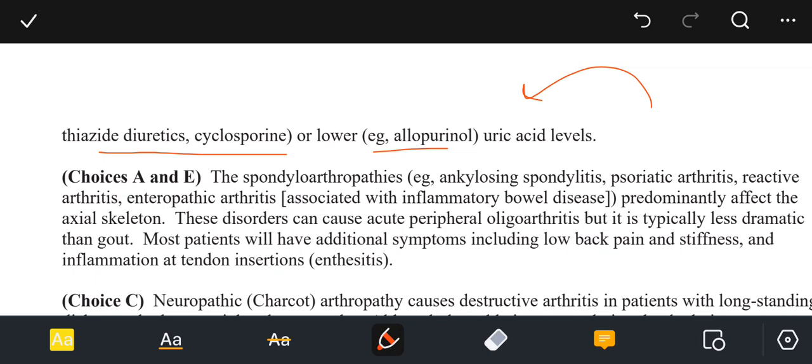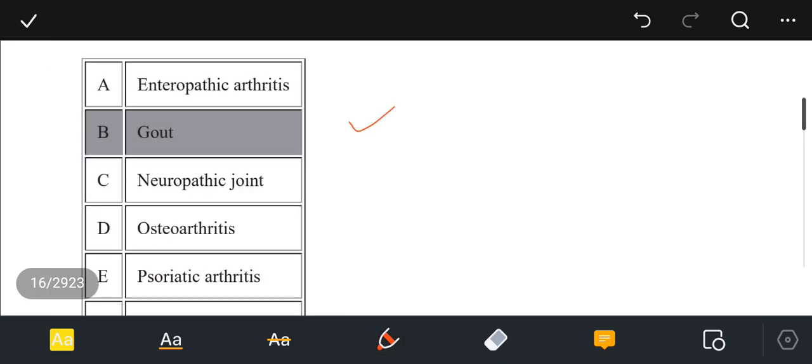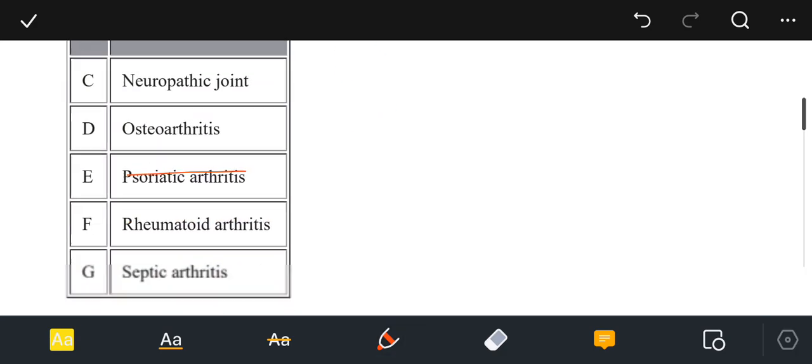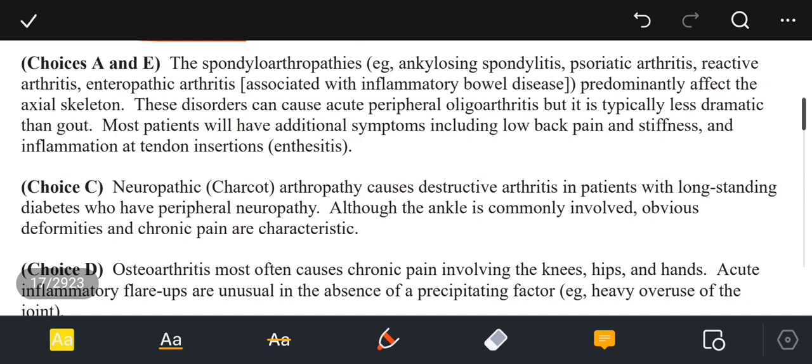Choices A and E, that is enteropathic arthritis and psoriatic arthritis, were not the options of choice. Why? Because the spondyloarthropathies, for example ankylosing spondylitis, psoriatic arthritis, reactive arthritis, and enteropathic arthritis, which is associated with inflammatory bowel disease, predominantly affect the axial skeleton. These disorders can cause acute peripheral oligoarthritis, but it is typically less dramatic than gout. Most patients will have additional symptoms including low back pain and stiffness and inflammation of the tendon insertions, which is called enthesitis.